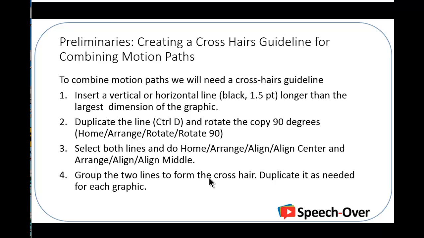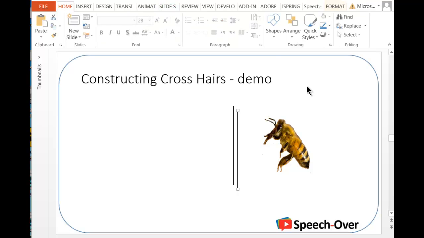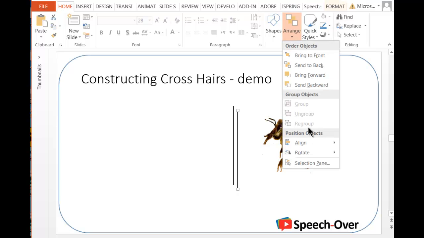You group them together to have a crosshair grouped. And then you duplicate it as needed. Now I'll show you how to do it. First step in constructing the crosshairs is to add a line. Then the next step is to use Control D to duplicate that line. The next step is to rotate that line 90 degrees with arrange rotate right.